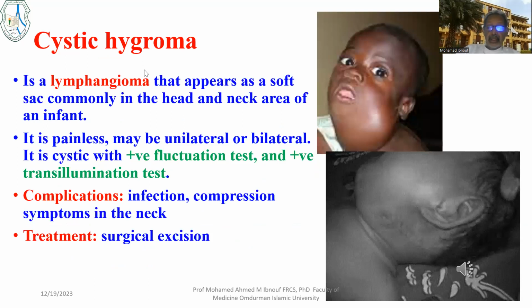Now, the fourth subcutaneous swelling is a cystic hygroma, and it is a sort of lymphangioma, a collection of lymph fluid that appears as a soft swelling, commonly in the head and neck region of an infant, like here. It is usually painless, and it is unilateral but can be bilateral, with a positive fluctuation test and a brilliantly positive transillumination test. As a complication, it might become infected, or it can cause compression symptoms in the neck, particularly for breathing.